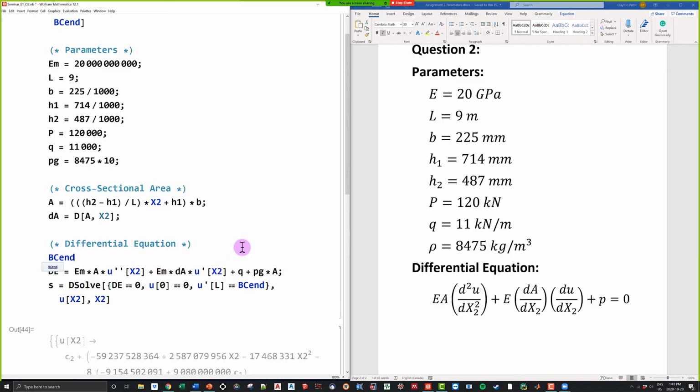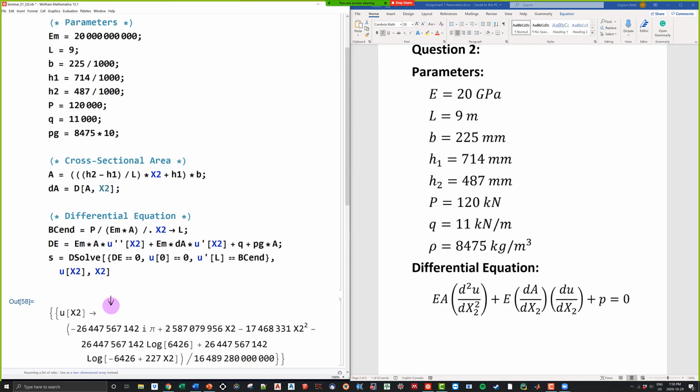So my boundary condition at the end, we said, is going to be P divided by the Young's modulus, EM, times A, specifically when x2 is equal to L. So I'm just going to put this in here. Now we're good to go. Now if I solve this equation, we should, in theory, be good to go. So if I solve it, well, hold on a second.